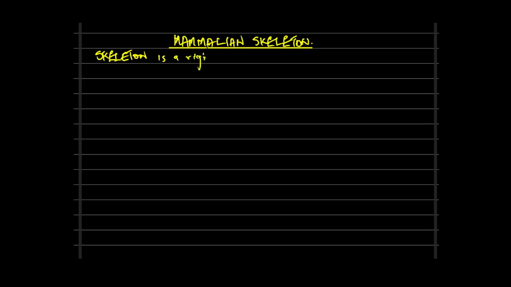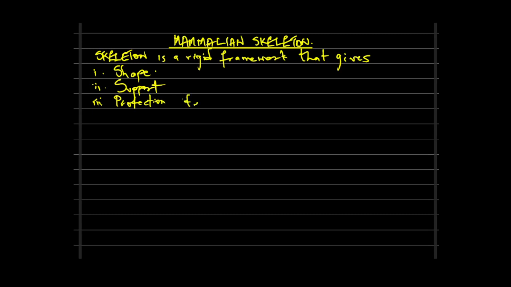A rigid framework that gives, one, shape. Two, support. Three, protection to the body of an organism. So that is what skeleton is about. It gives shape, rigidity, support, and protection to the body of an organism.